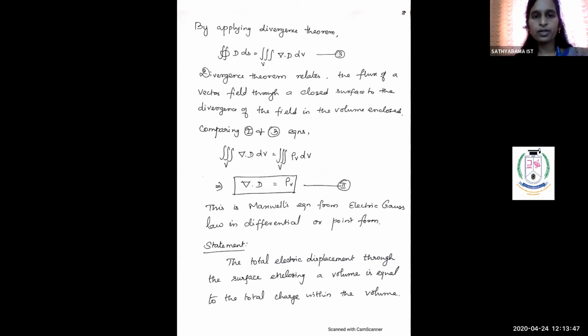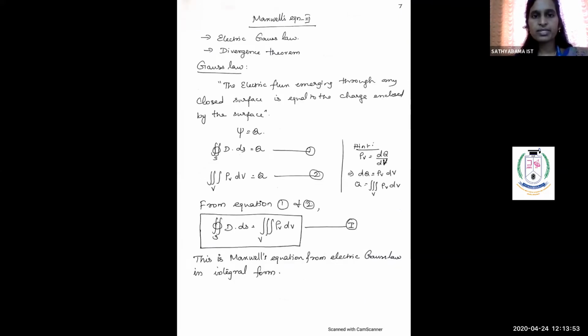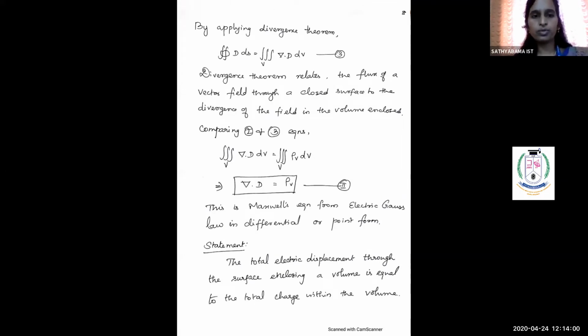Next, we are going to find out Maxwell's equation 3 in point form. For that, we are going to use the divergence theorem. What is the divergence theorem? It relates the surface integral with the volume integral. That is, surface integral of D dot dS is equal to volume integral del dot D dv. This is our divergence theorem.